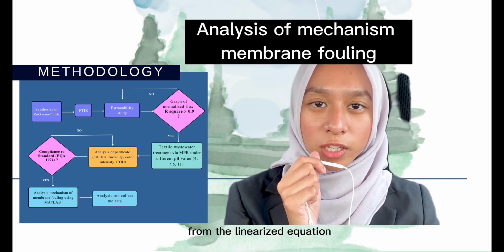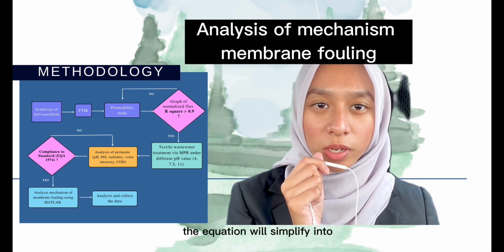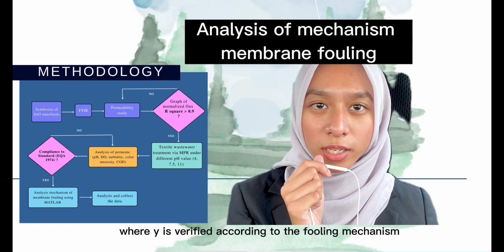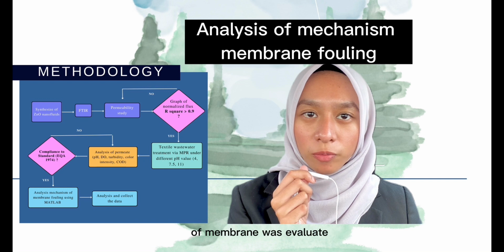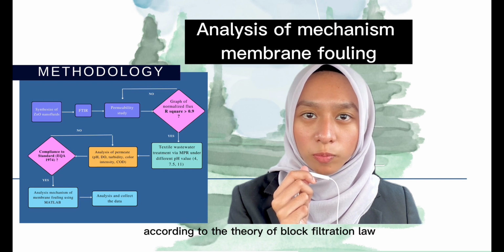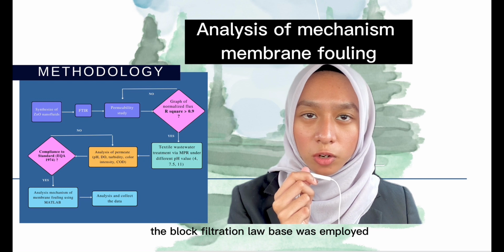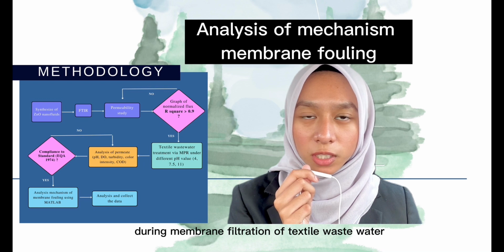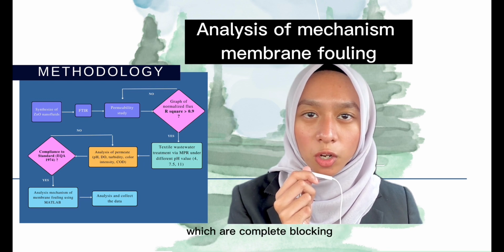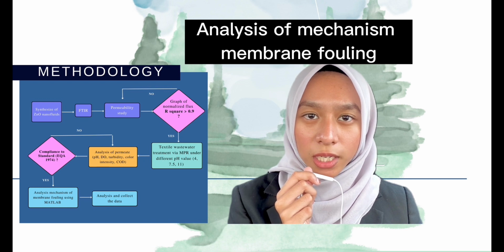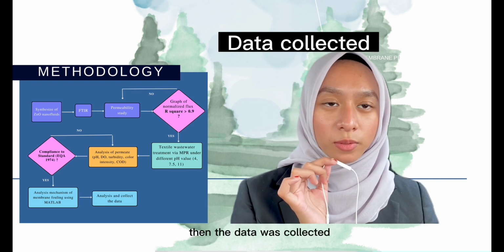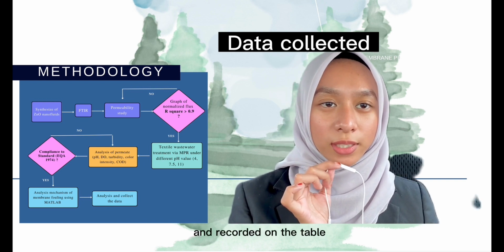From the linearized equation for each type of mechanism, the equation was simplified into y equals kx plus 1, whereas y is verified according to the fouling mechanism. The fouling mechanism of the membrane was evaluated according to the theory of blocking filtration law. The blocking filtration law was employed to identify the mechanism of membrane fouling during membrane filtration of textile wastewater, which are complete blocking, standard blocking, intermediate blocking, and cake formation. Then the data was collected and recorded in a table.